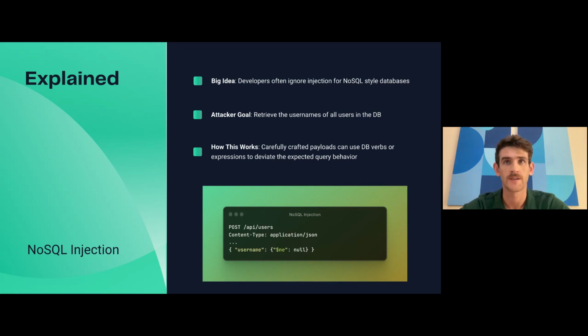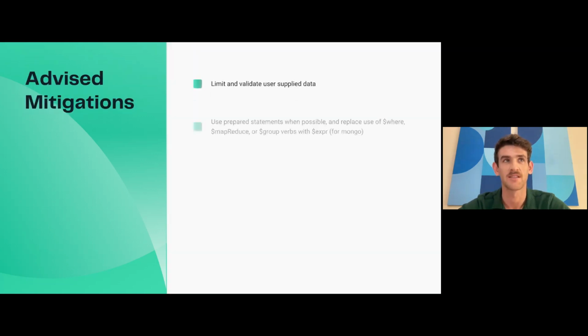So the way it works is that a user can potentially craft a payload that uses built-in verbs or expressions to deviate from the desired behavior. In this example, the attacker is posting to the user's API endpoint with an object instead of a string. So instead of passing in their username, they're passing in an expression where the username is not equal to null, which is then evaluated in the query engine and returns all the users as a response.